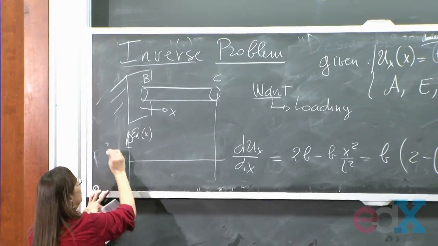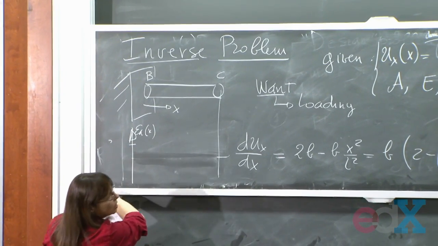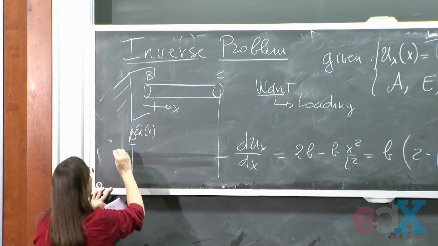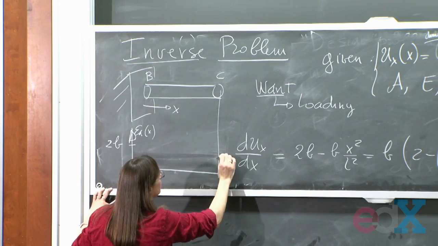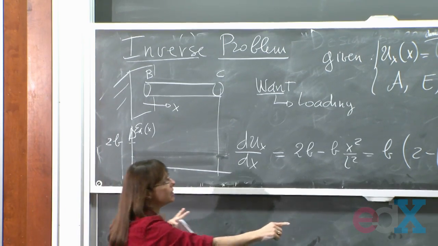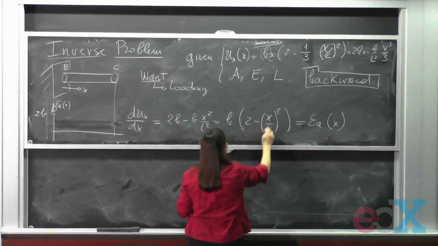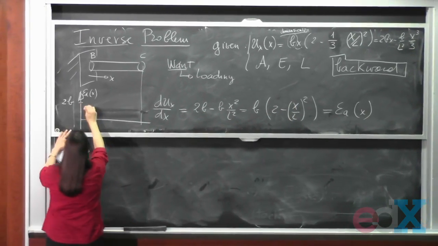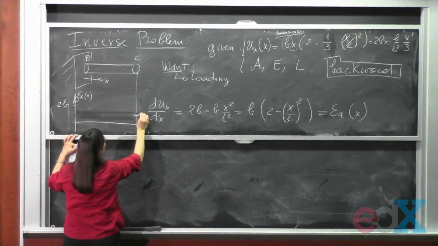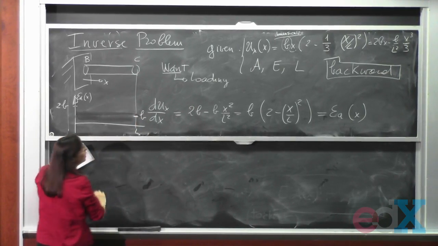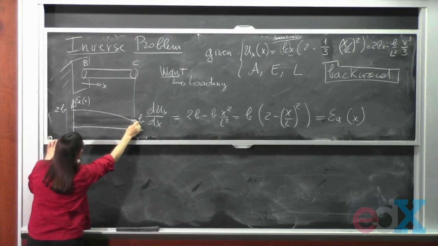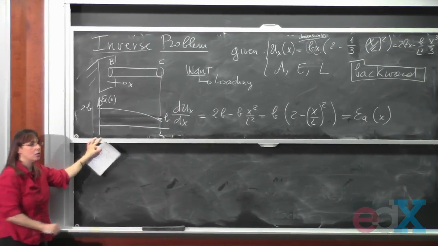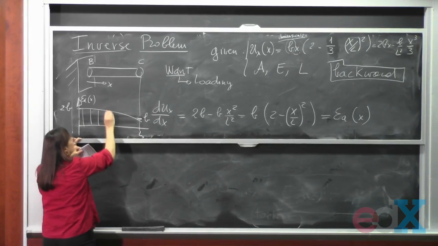So I start from, let me do this one a little lower, so I start from 2b at x equals 0. And then when x is equal to L, that's 1, so that gives me b. So this goes from 2b to b at x equals L. It goes quadratic and is going down. So it's going to do like that. Good? So that's my epsilon A of x.